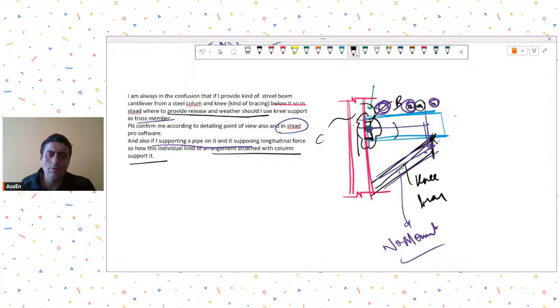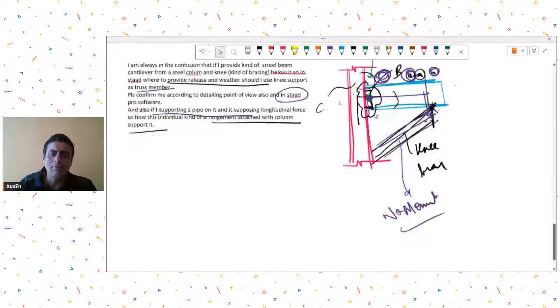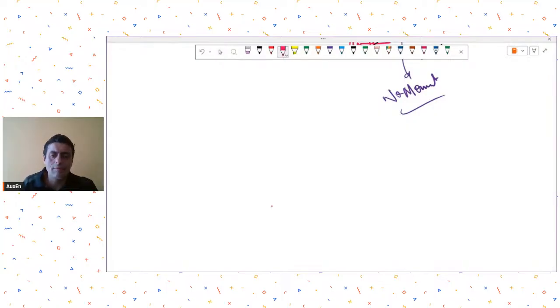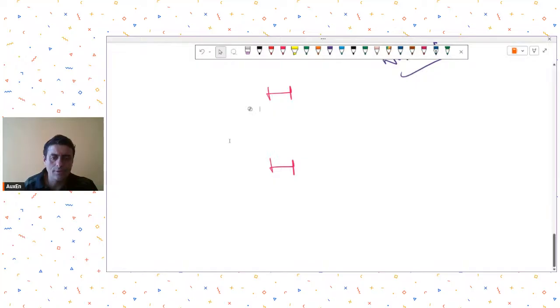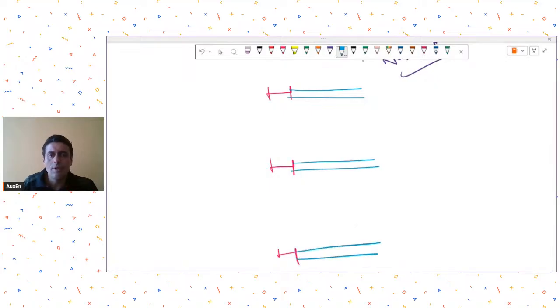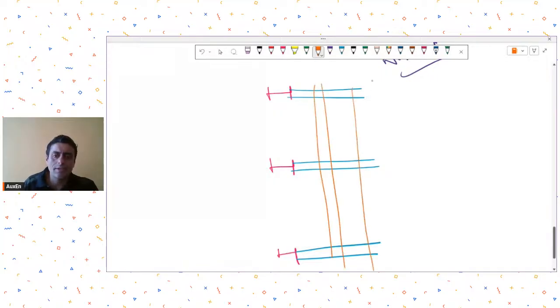Okay, that you will have to investigate, and for that you may have to provide, let's say in plan view, what you can do, that in plan I'm now showing you. Suppose this was your one column, another column, and this was another column. Then you had these beams coming out, cantilevers, and you had provided knee bracings below them. Now there are some longitudinal pipes running like this, and as I understand, your longitudinal forces are in this direction.